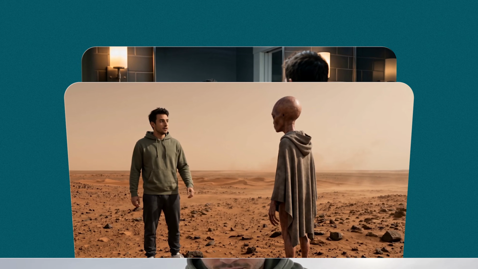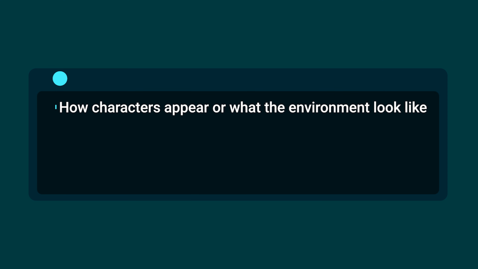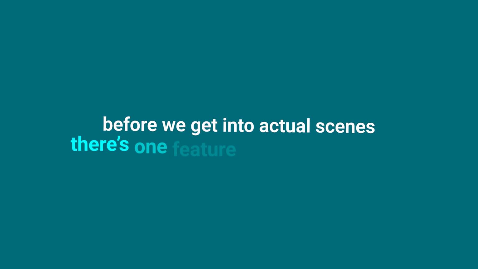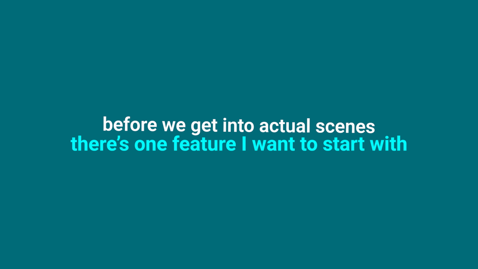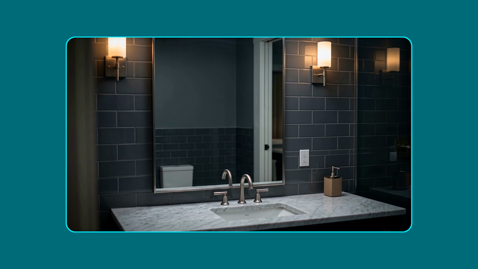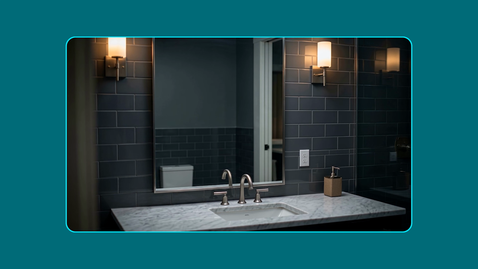After that, Seedance only needs to do one thing: bring them to life. So when we write our prompts for this next step, we're not describing how characters appear or what the environment looks like. We're only describing motion, what moves, how it moves, and how the camera behaves. Now, before we get into the actual scenes, there's one feature I want to start with. Because every single time Liam teleports in our film, he snaps his fingers. And that snap needs to look identical, with the same hand and the same exit timing.